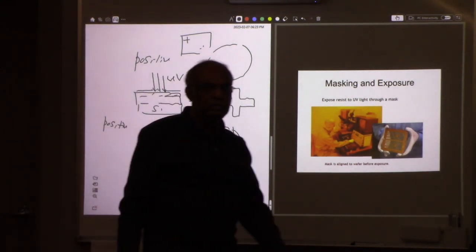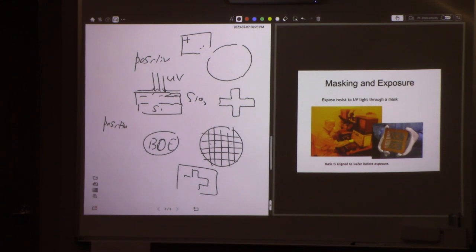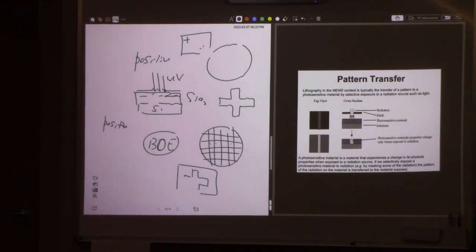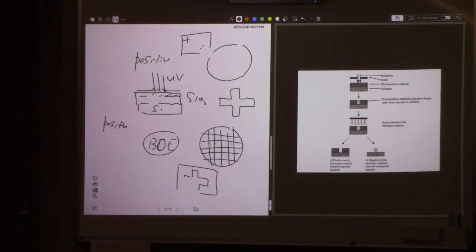I have some pictures. You need to have that fiducial mark on your substrate. Here is what we call the pattern transfer, right? You can see this is what I was talking about: your substrate, this photoresist material, this is the mask you expose, and this is whatever pattern you have. Depending on whether you have positive photoresist, the exposed area will be gone. If it is a negative photoresist, the unexposed area will be gone. That's the difference. Now you can do whatever you want.